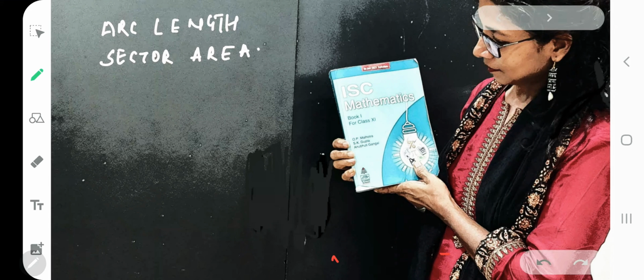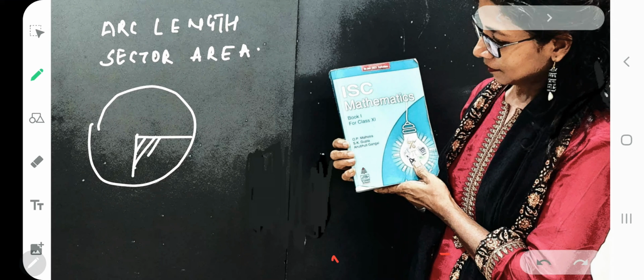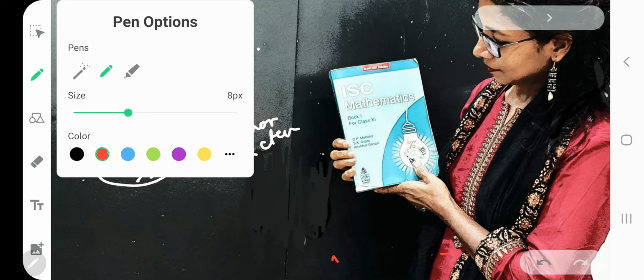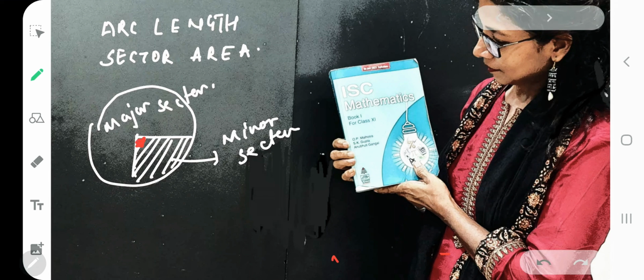My dear kids, now what do you mean by a sector? We have done this in our grade 8th. That is, if I draw something like this, then this part is known as the minor sector and this is called the major sector. Am I correct? Yes. Suppose I give you an angle here.